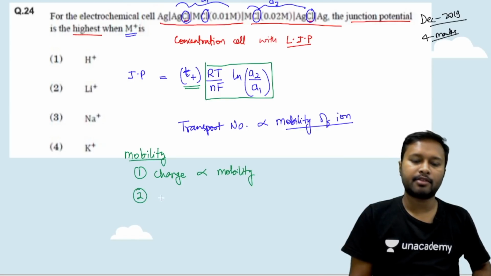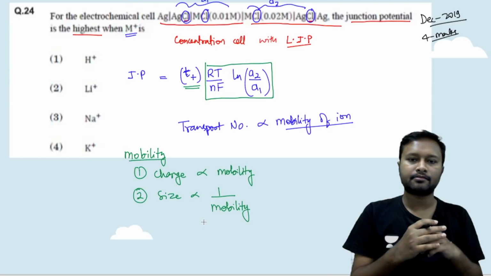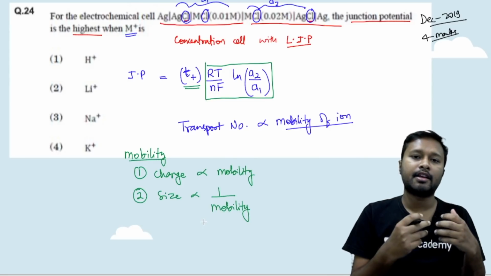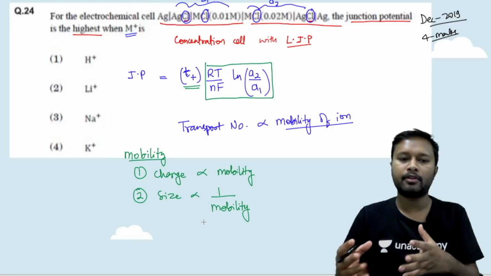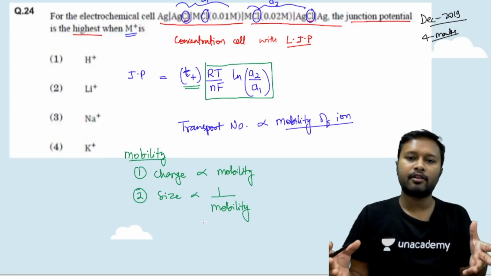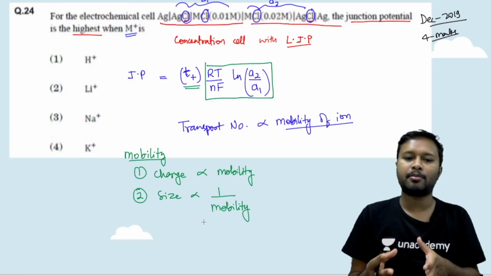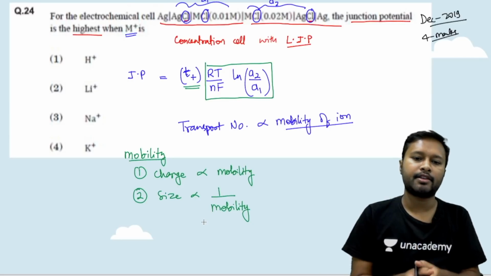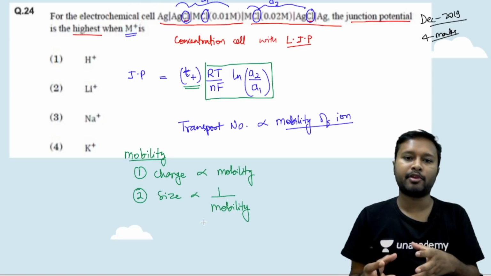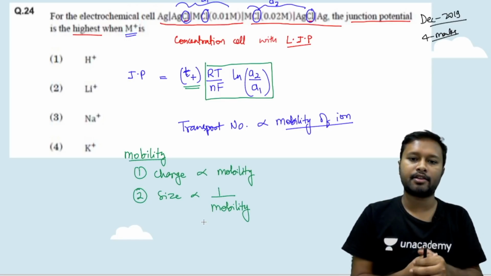The second factor is the size, and mobility is inversely proportional to size. If you have a bigger ion, it will be difficult for it to move because it will collide with the solvent molecules and slow down its speed. So the overall mobility will decrease, and eventually your transport number will decrease. A smaller ion will have higher mobility, and higher mobility means higher transport number.